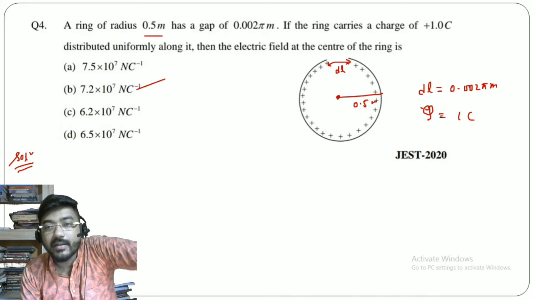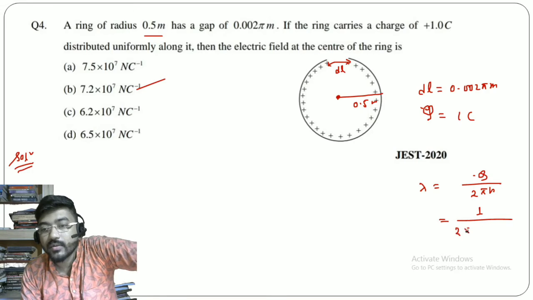Now what will be the linear charge density? Let me find. So lambda is equal to q upon 2 pi r. And what is q? Q is 1 coulomb, and 2 pi r, that is 2 into 3.14 into r, where r is given here as 0.5.